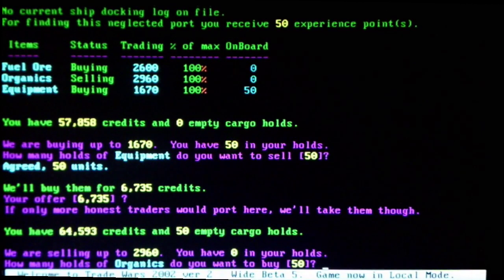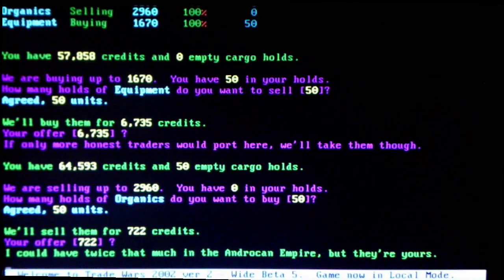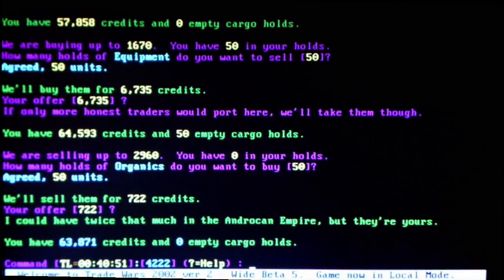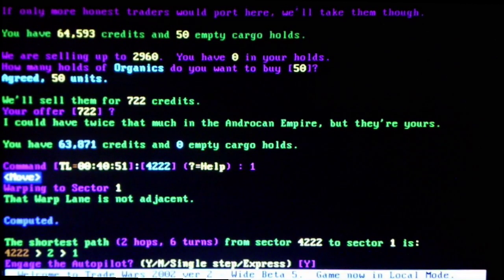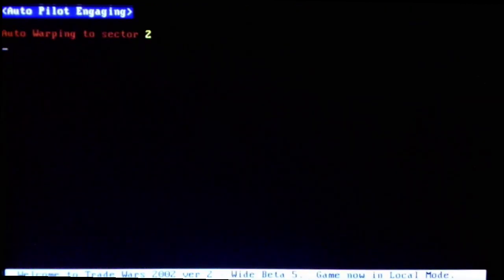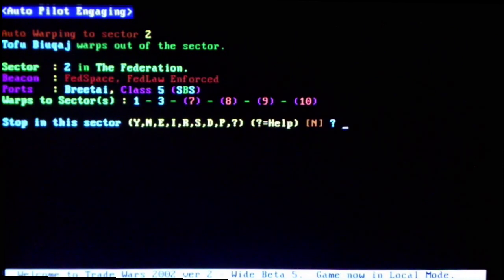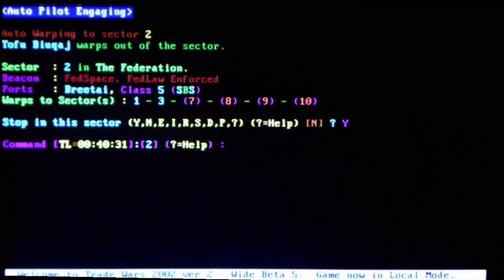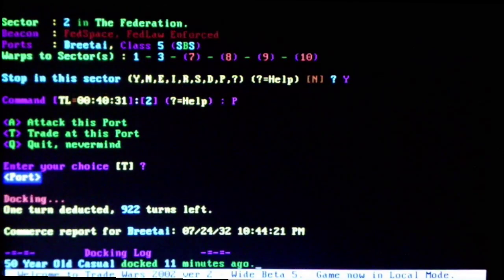Oh, we're getting some organics. We'll head back to 1. Oh, see. No, we don't want it. Okay, so we haven't been to 422. Yeah, let's stop in this sector. And we're going to port. And we're going to trade.